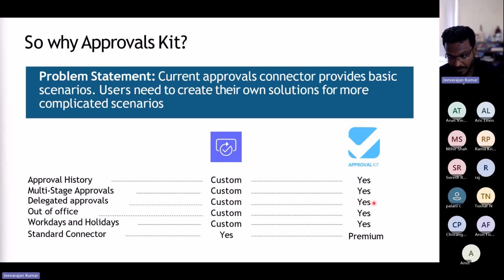There is a caveat around that. I'll come to that when I discuss that feature. And yes, out of office, work days, holidays consideration, all those things. The out of the box connector is a standard connector, but the approvals kit is a premium connector because it uses Dataverse. You need a premium license to use that. You can't just use the free license.